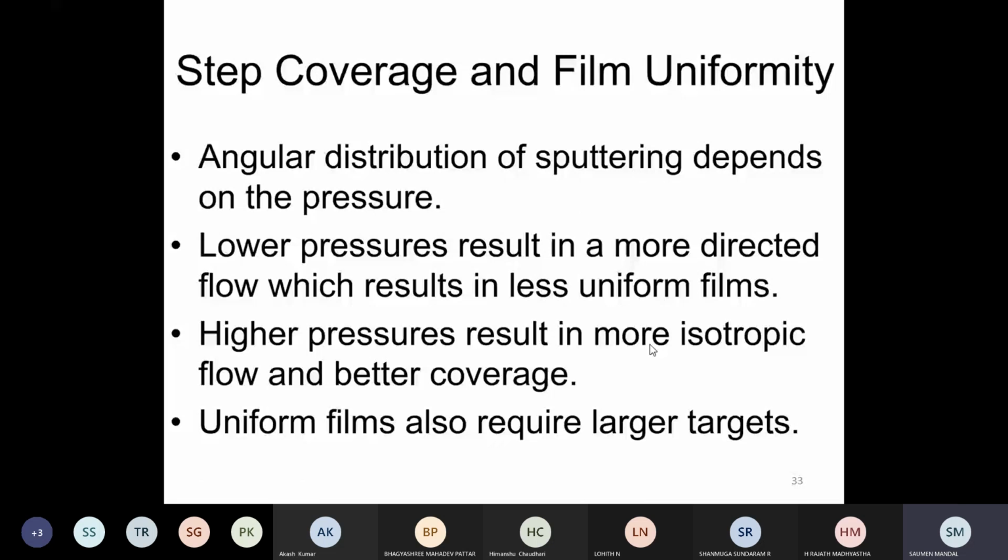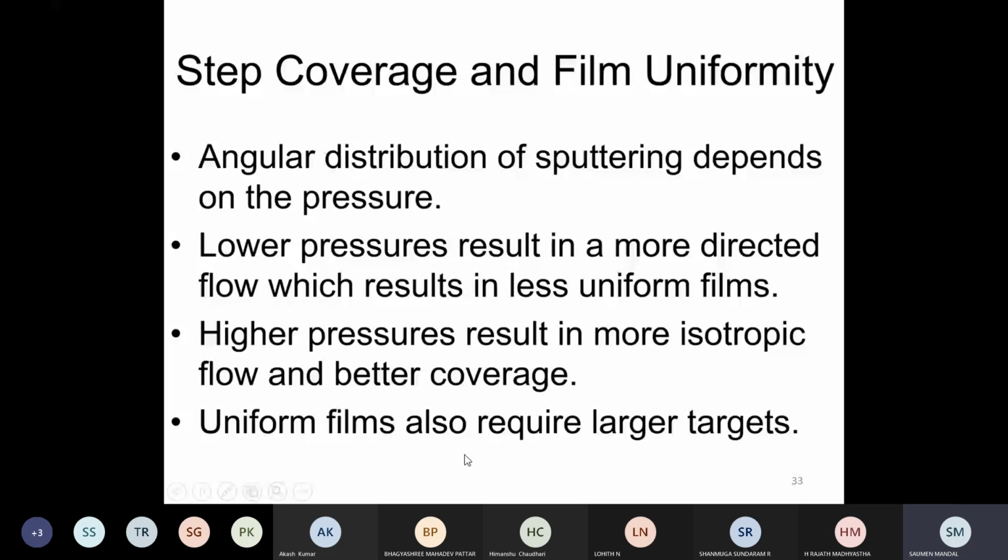If you have a larger target, then atoms will be sputtered out from a big area, and then the problem of non-uniform film or thickness variation will not be there. But for a larger target you don't have much liberty, because your target holder is there and the target should not be larger than that. But the pressure you can control in every deposition.